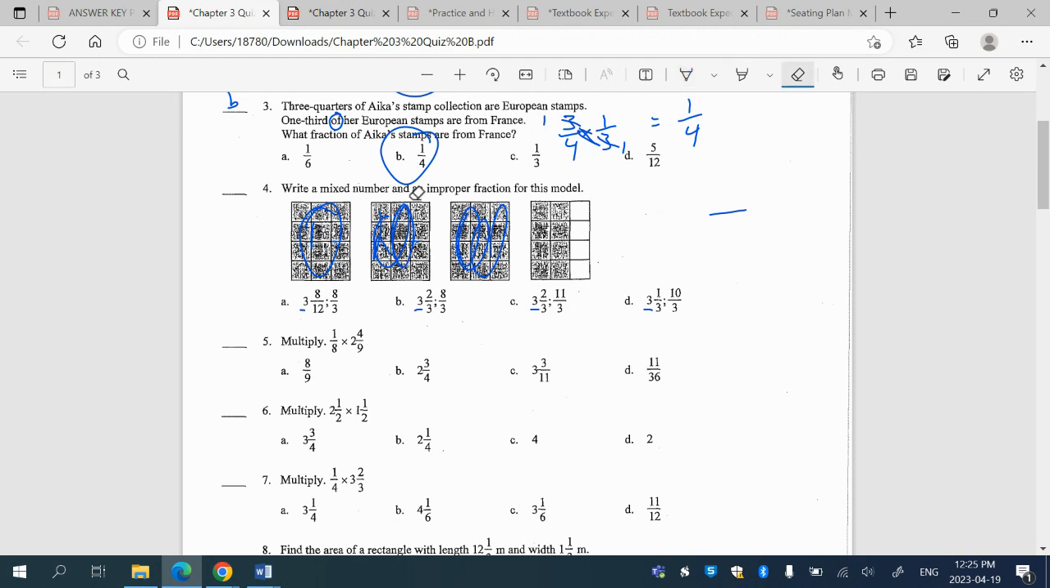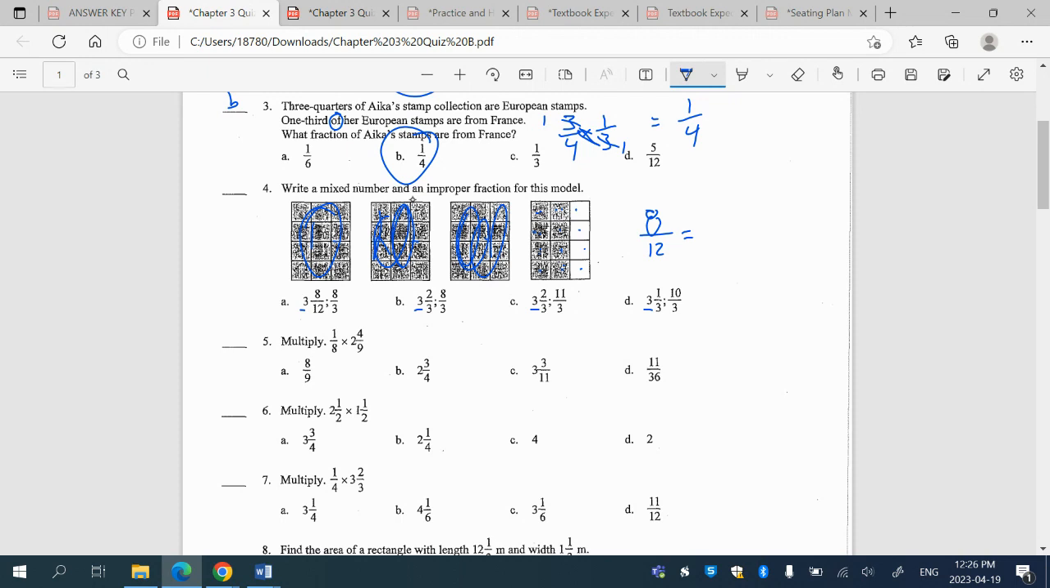So what you could do is count all of the squares, 1, 2, 3, 4, 5, 6, 7, 8, 9, 10, 11, 12. And say how many of them are shaded? 1, 2, 3, 4, 5, 6, 7, 8. 8 out of 12. But this isn't a form that we like to see fractions in. We want to reduce this.